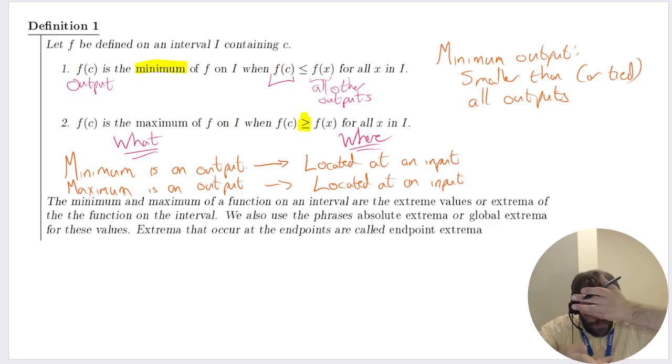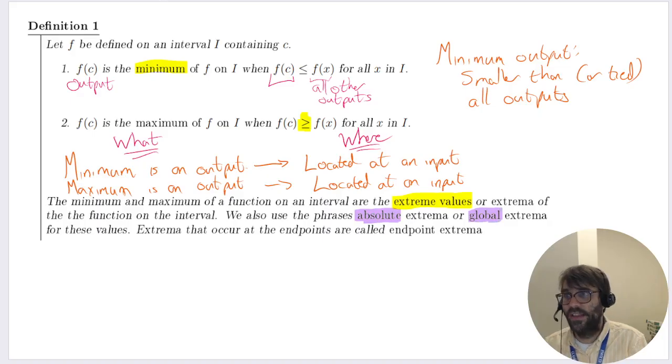But if you flip things on their head, then you're sort of looking at the same kind of thing. So we want a collective term for them. We're going to call these the extreme values, the extreme highest, the extreme lowest. We're also going to talk about these as absolute extrema and global extrema. These are synonymous. That means they mean the same thing. They're interchangeable words here. I will use them both.